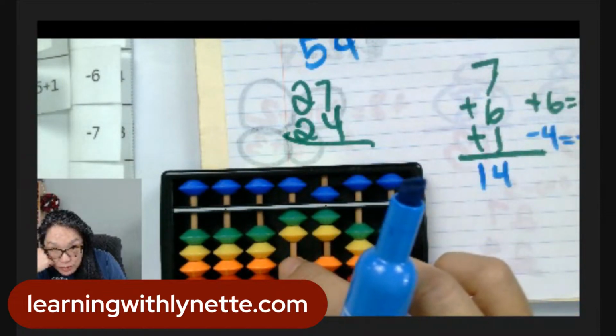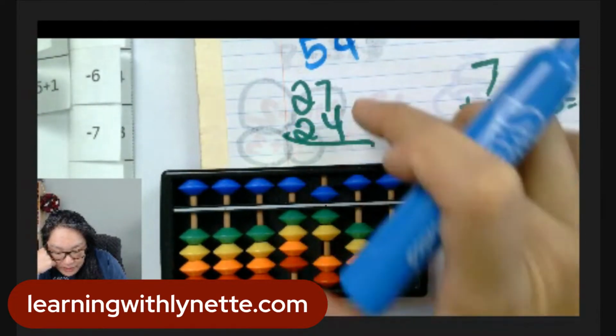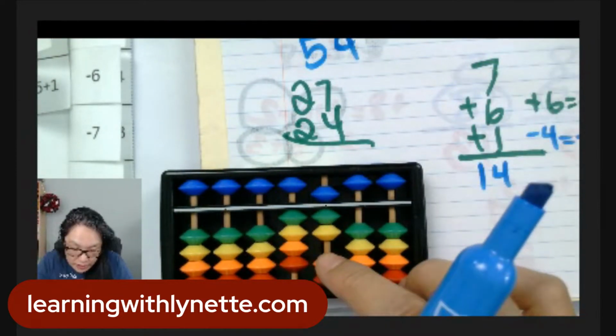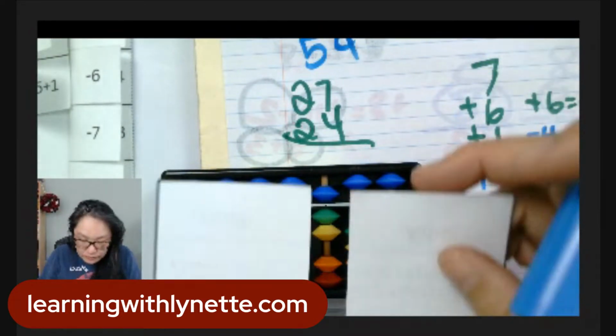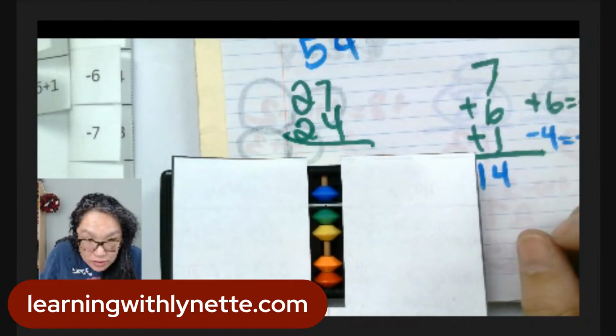27 plus 24. I'm going to add the 20, right? I'm going to add 20, and I'm going to add the 4. When I add the 4, what am I going to do? Can I add the 5? No, I can't add the 5.